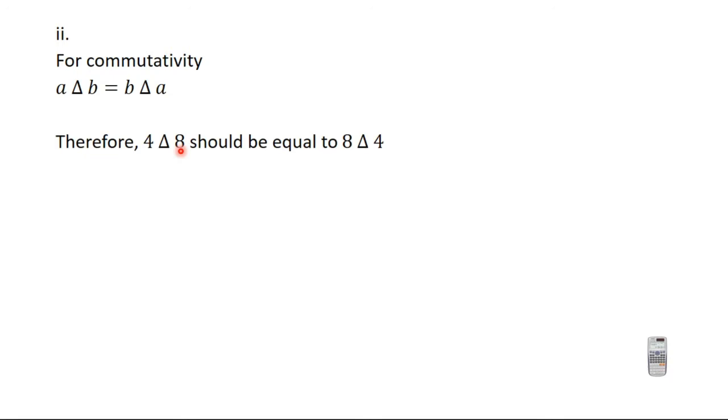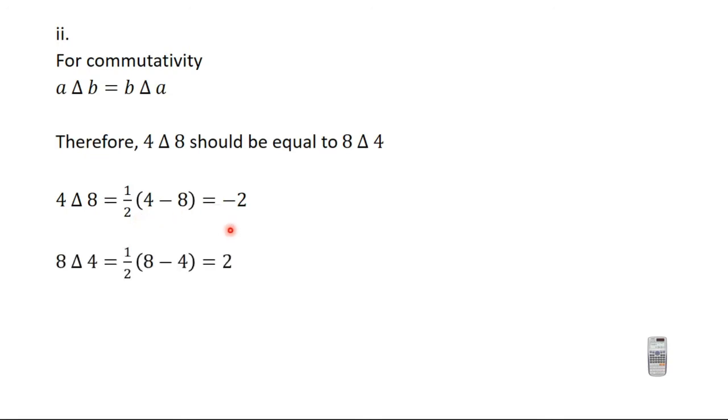So after we've done the calculations, if 4 delta 8 is equal to 8 delta 4, then we can say that delta is commutative. So let's look at this. 4 delta 8 is giving us negative 2 when we do the computation, because we know that the operation is giving us 1 over 2 into bracket A minus B. So 4 delta 8 gives us 1 over 2 into bracket 4 minus 8. And after this, we see that we are getting negative 2.